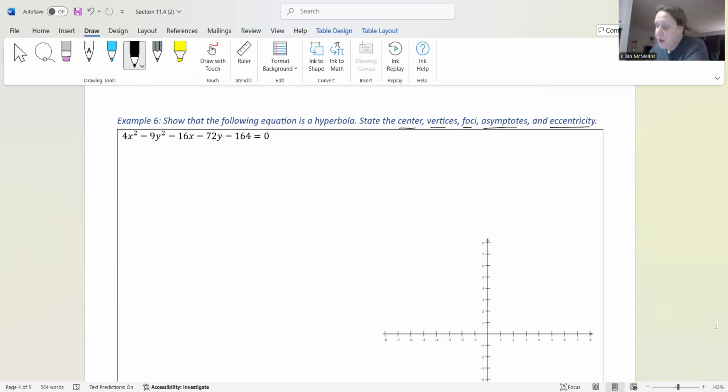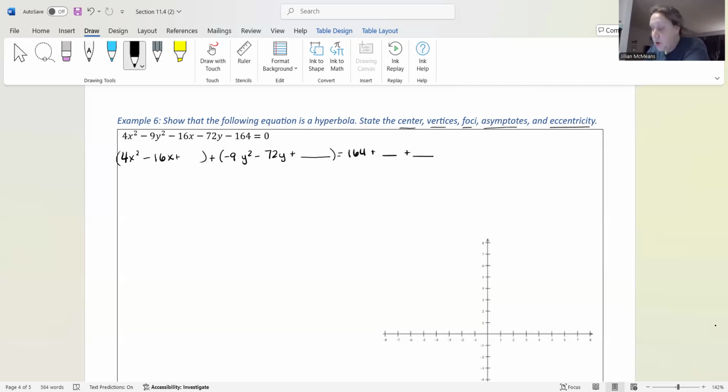So let's play around here. We're going to rearrange this equation first. Let's get the x's together and the y's together. So we've got 4x squared minus 16x. I'm going to leave a little space. And then we've got plus negative 9y squared minus 72y. I'm going to leave a little space, equals. We want to take this minus 164 and move it to the other side. So we're going to add 164 to both sides. But whatever we add on the left, we have to add on the right. So we got to leave a little space to add a couple of things. And we have to be very careful about what we add on the right.